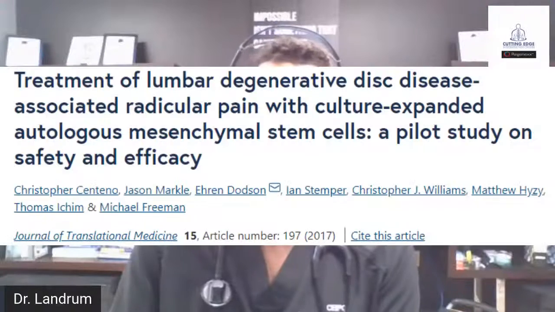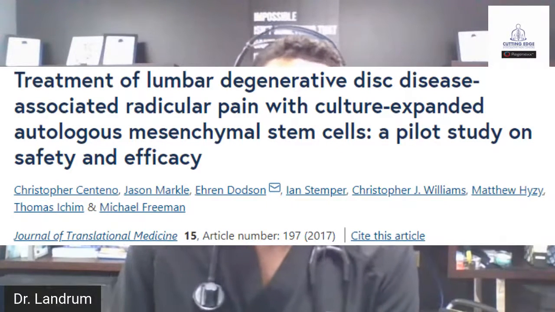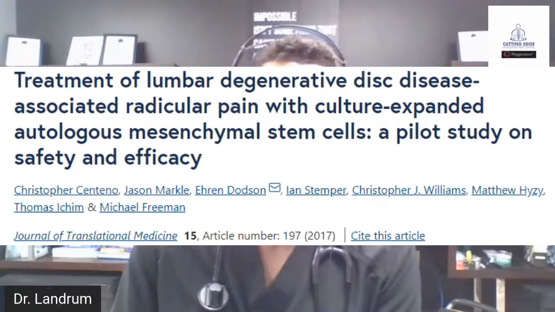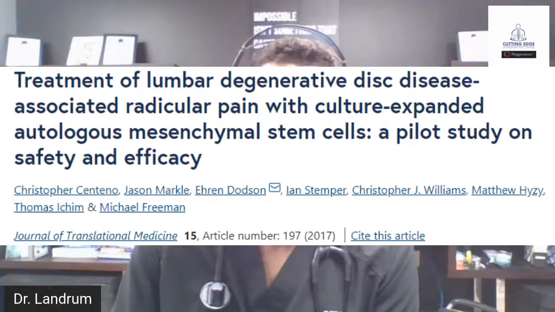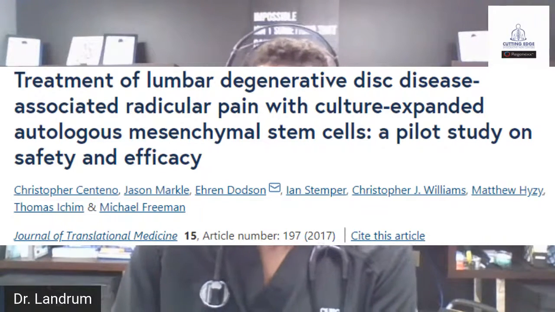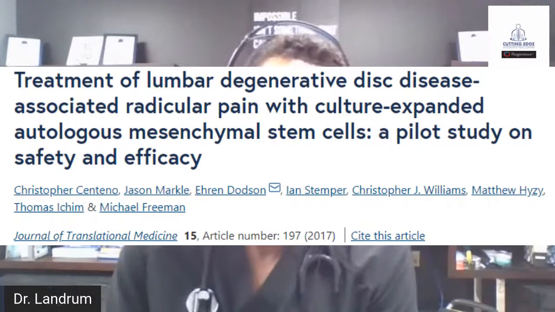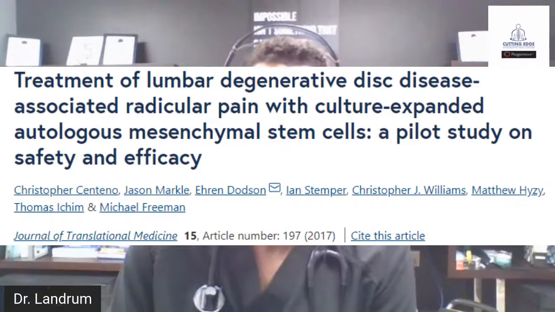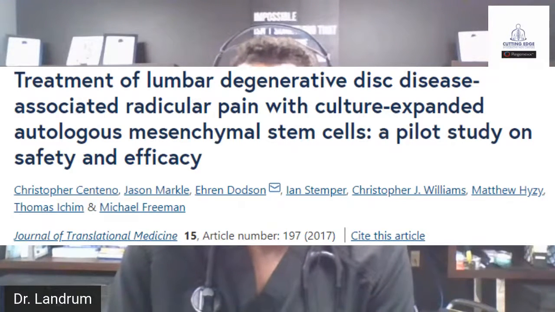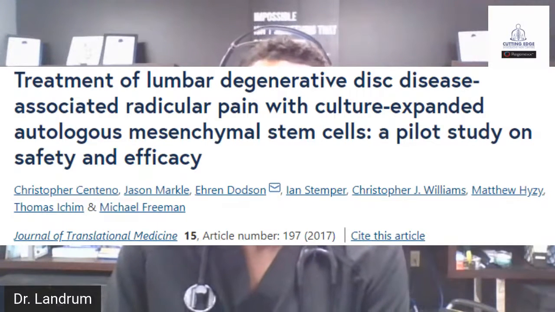Paper number 5, done here in the States, in Colorado. Treatment of lumbar degenerative disc disease associated radicular pain with culture expanded autologous mesenchymal stem cells, a pilot study on safety and efficacy. Pardon me for saying it's Colorado, because it's culture expanded. We'll come back to that on a different day, but it was done by a number of different doctors, including Dr. Centeno, Dr. Markle, Dr. Dotson, Dr. Stemper, Dr. Williams, who I mentioned earlier, Dr. Heisey, Dr. Freeman, and Dr. Itch.